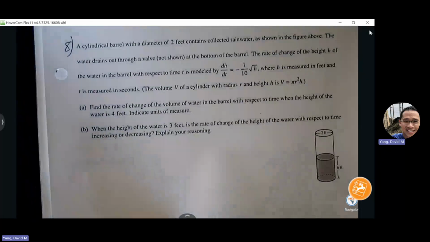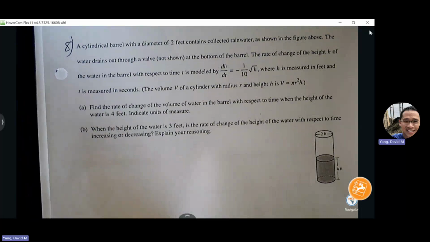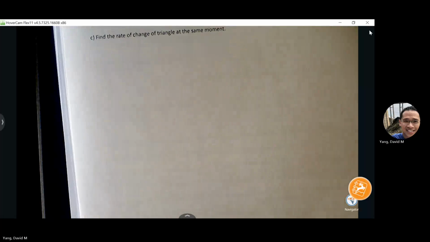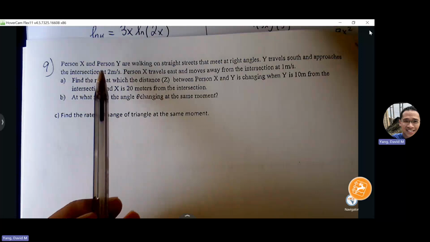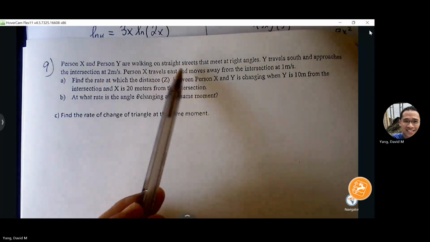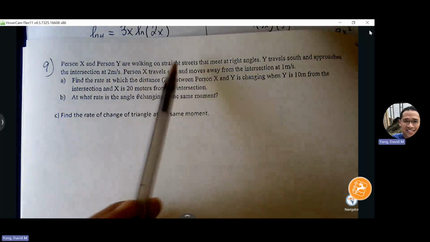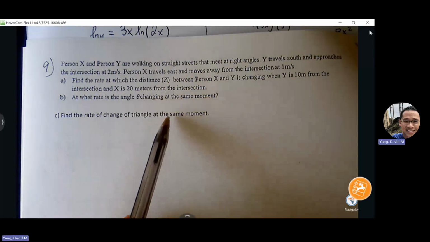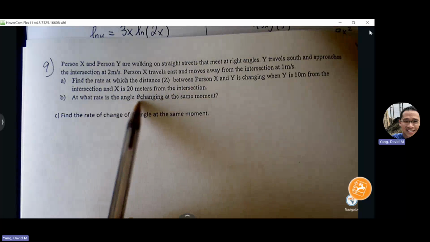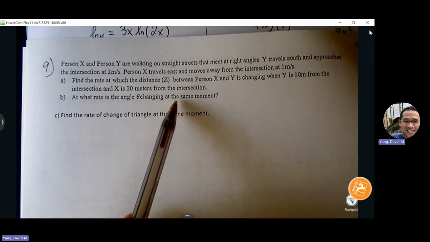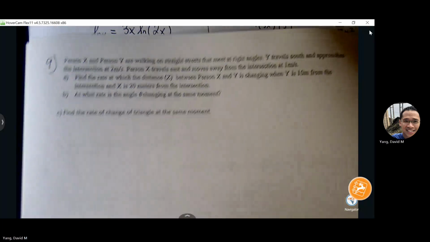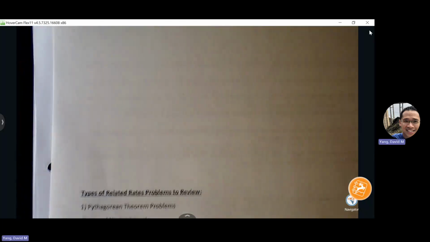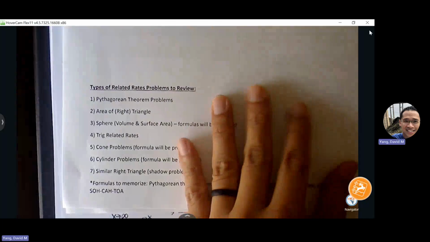This is a cylinder related rates problem. And then on the back, this is a combination problem here. There is the Pythagorean theorem, there's the area of a triangle, and there's also the change in theta, the rate of change of theta. So I did not put all the different types of related rates problems.